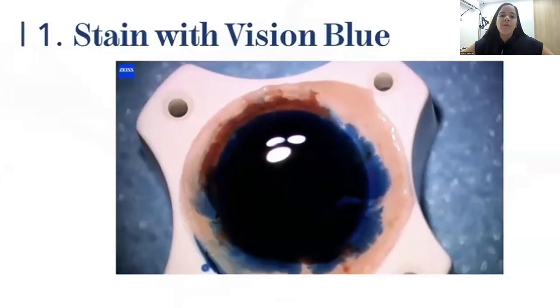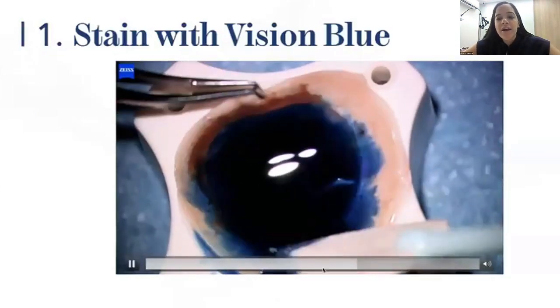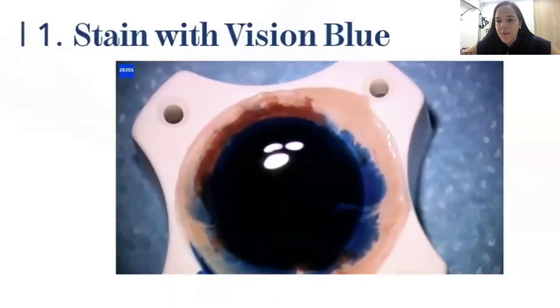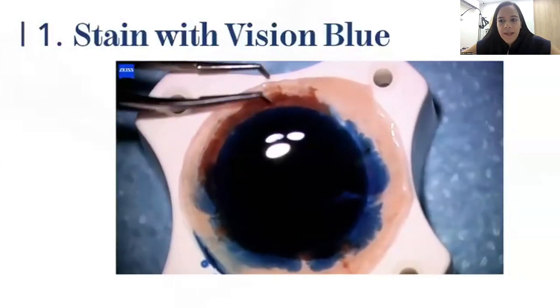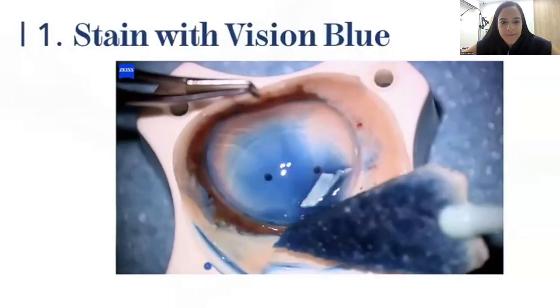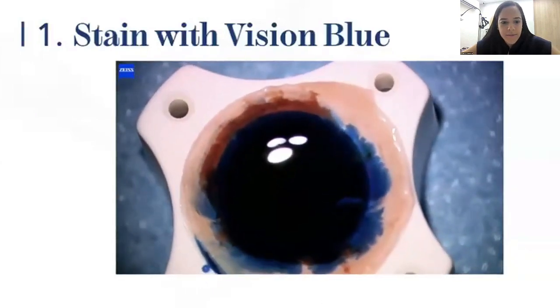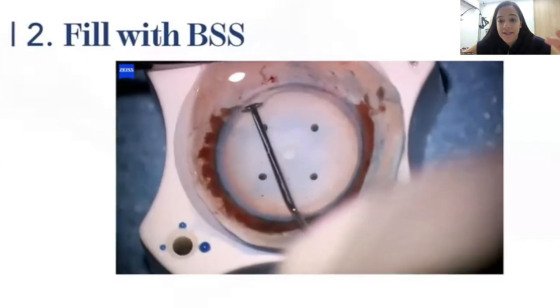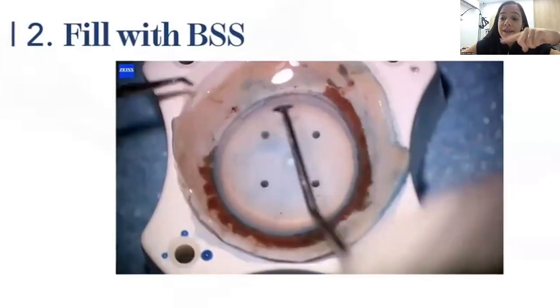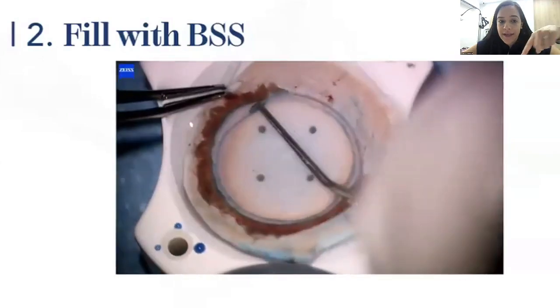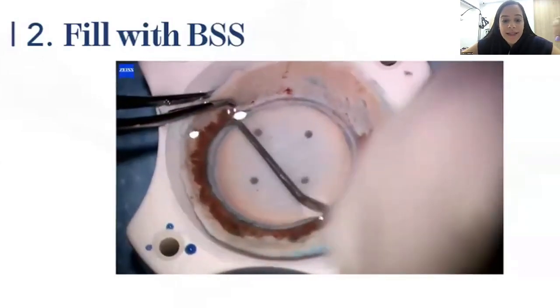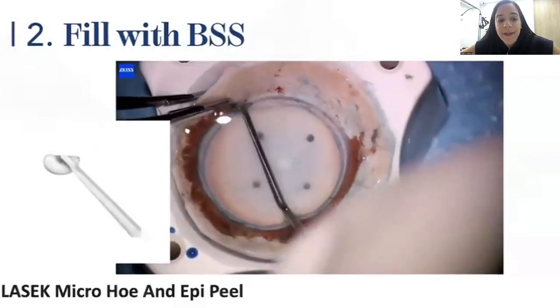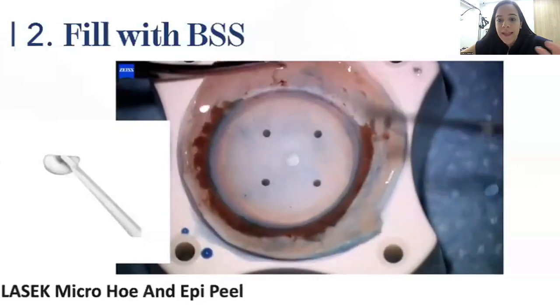So first, we will stain our edge of the Descemet membrane with VisionBlue. Then we will remove it with a Weck-Cel, as you can see on the video. Then we will fill with BSS to reduce the surface tension, and then we will start scoring the Descemet 360 degrees. Here, I'm using an instrument that is called LASIK microhook and EpiPen.